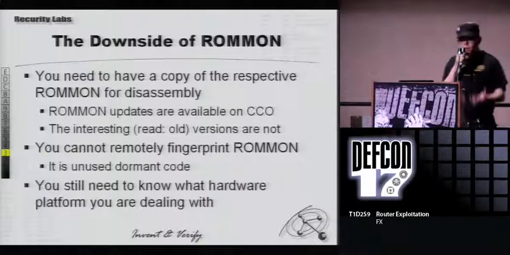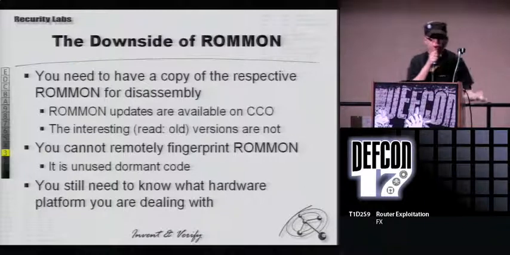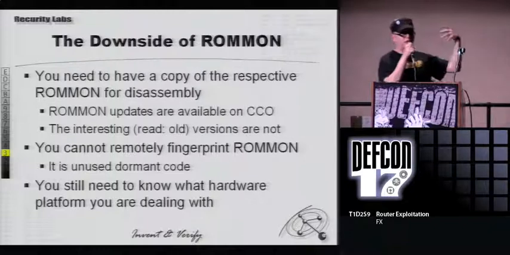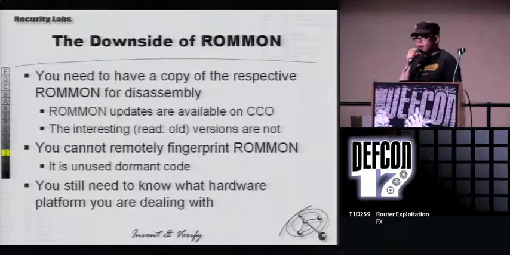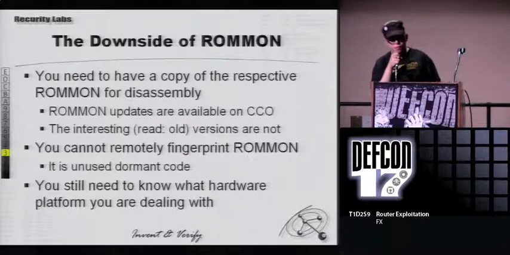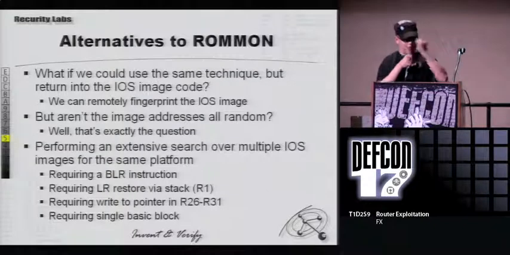The downside of ROM1 is actually getting it. The problem is you're interested in the oldest version, the one that is most distributed outside. That is not available as an update, obviously. So you will actually need to get the physical boxes and get ROM1 off them and disassemble them to know where stuff is. And because it's that code, you can't remotely fingerprint it. It would be like trying to remotely fingerprint the BIOS version of a PC, right? That's going to be hard too. And you still need to know the hardware platform, but that's a different issue.